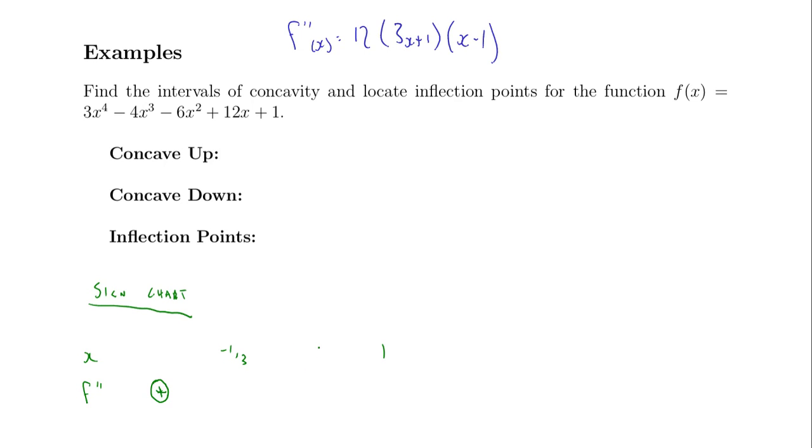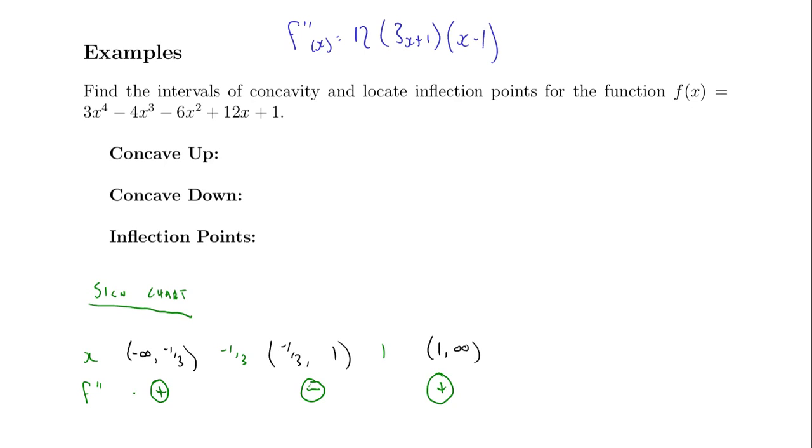You'll notice that if you put in something like 0 in between negative a third and 1 here, this is 12 times 1 times negative 1. That's going to be negative right here. And if you put in something a lot bigger than 1, you're going to get a positive number here, a positive number here, positives all across the board. Remember, we're really looking at these intervals from negative infinity up to negative a third, from negative a third up to 1, and from 1 up to infinity.